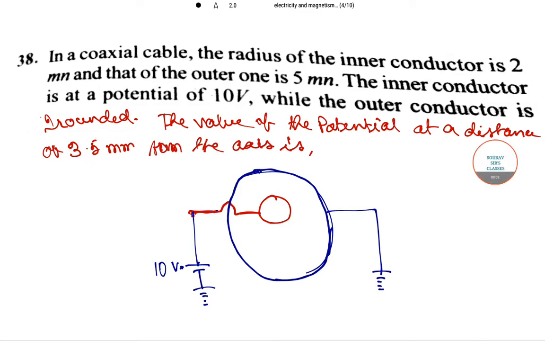Let's start with the JAM Physics 2017 question paper. Here the question is from electricity and magnetism. In a coaxial cable, the radius of the inner conductor is 2 mm and that of the outer one is 5 mm. The inner conductor is at a potential of 10 volt, while the outer conductor is grounded. What is the value of potential at a distance of 3.5 mm from the axis?